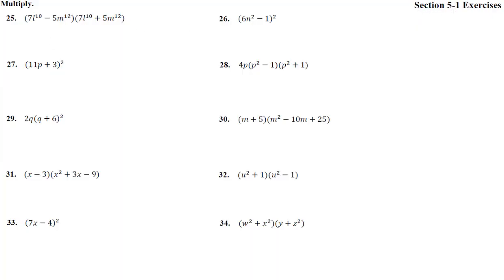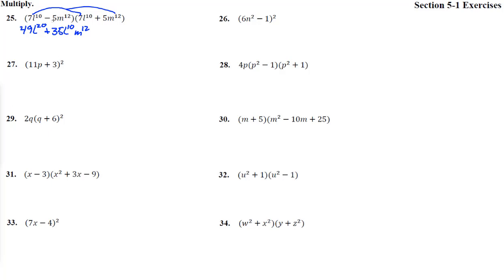Here we are in section 5.1, exercises 25 through 34, and we are still multiplying polynomials. So let's go ahead and multiply them through. We'll take this 7l to the 10th and jump it through, and we get 49l to the 20th power plus 35l to the 10th m to the 12th. Boy, those are big exponents.